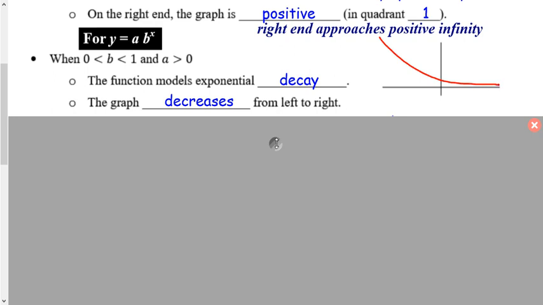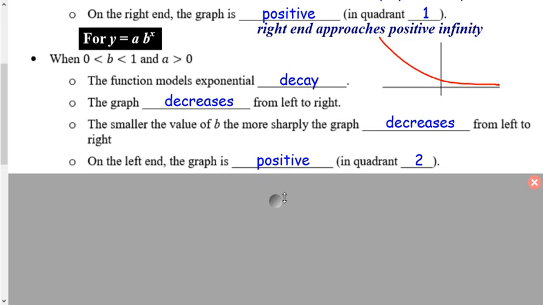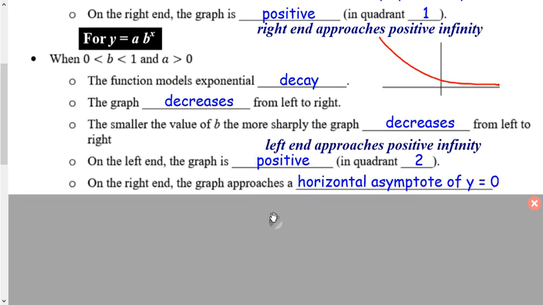So the smaller the value of b, the more sharply the graph decreases. So a b value of 0.1 is going to be pretty steep here, whereas what we've drawn here might be a b value of, maybe a half, which is much bigger than 1/10. When we talk about the end behavior, we'd say the left end is positive, and once again, we could say that the left end is approaching infinity. And the right end is approaching that horizontal asymptote of y equals 0.